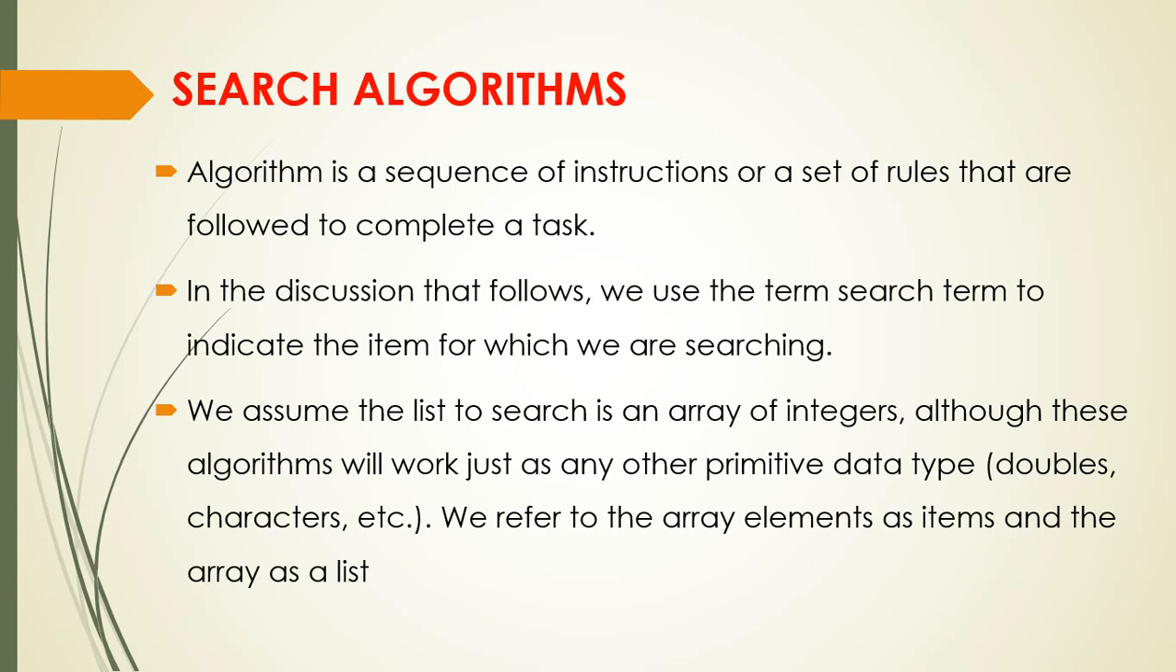In the discussion that follows, we use the term search item to indicate the item for which we are searching. The item which we are going to search is also called the search item or key item. We assume the list to search is an array of integers, although these algorithms will work just as well with any other primitive data types like double, character, etc. We refer to the array elements as items and the array as a list.